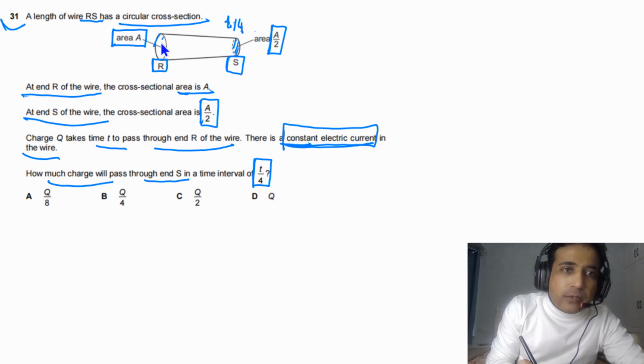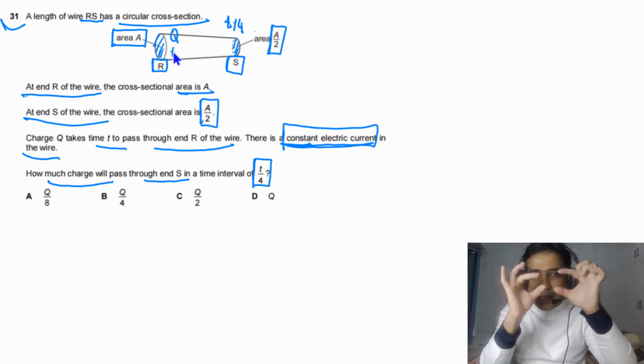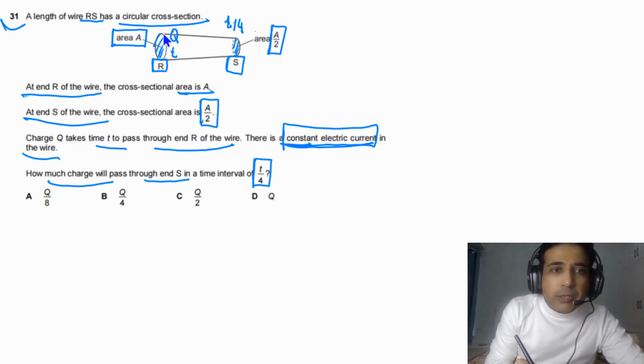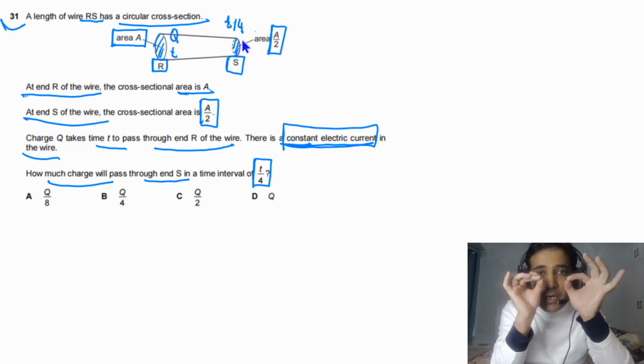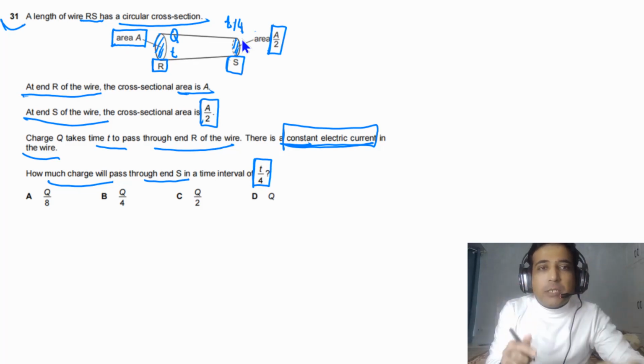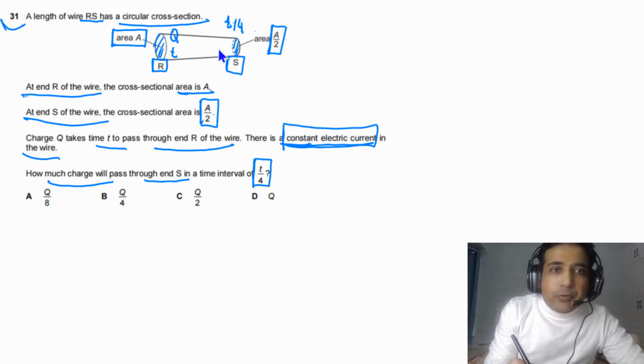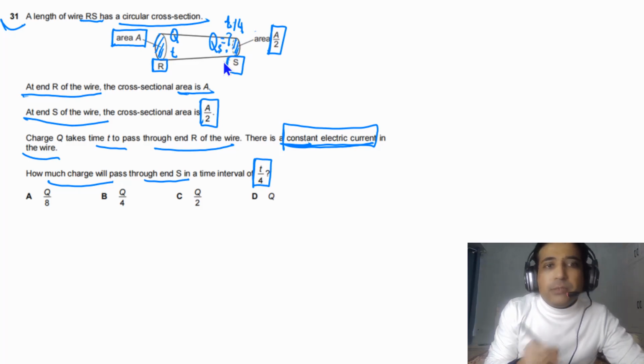If you look at this end for time T, how much charge is passing through it? Q in time T. Means if you just look at that end for time T, the charge passing through this end will be equal to Q. And if you look at this one for time T by 4, how much charge will pass through this end? We can say that charge, let's say, is Qs, and we need to calculate Qs in this case.